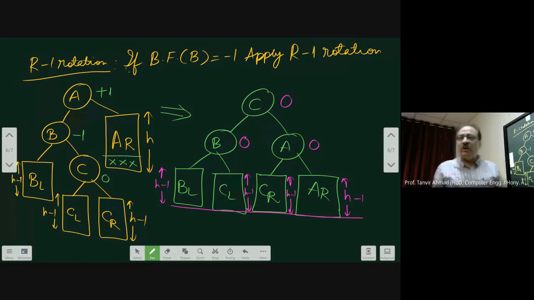Correct? Because there's only one h, AR. But once you delete one node from that, it becomes h minus 1. Therefore, BL, CL, AR, CR all become h minus 1 and all coming at the same level. Therefore, all the nodes above this will always become 0, 0, and now this is the end result. Correct? Okay. Now let us try to do a question from here.